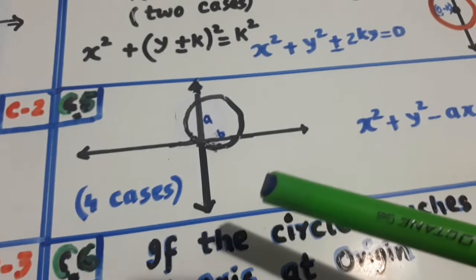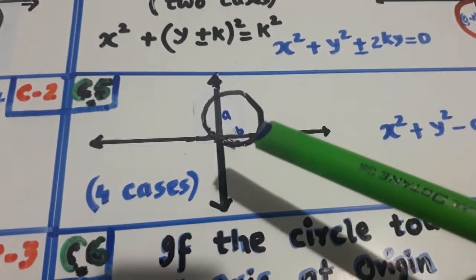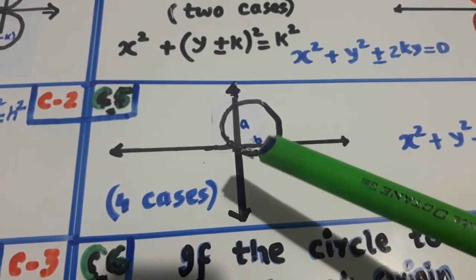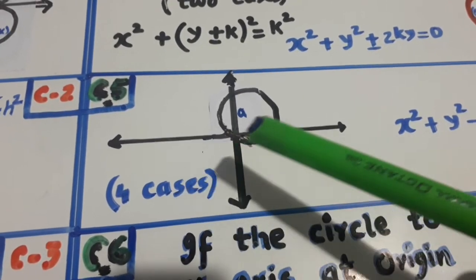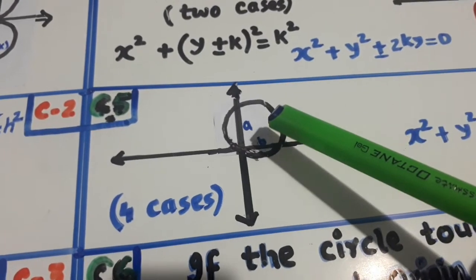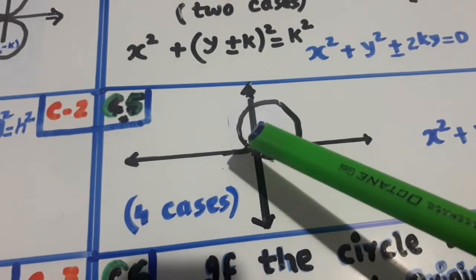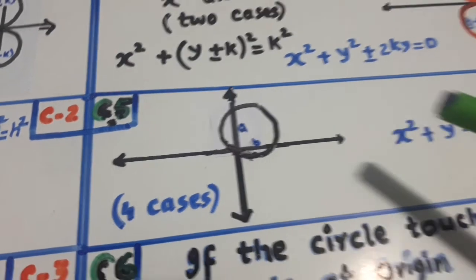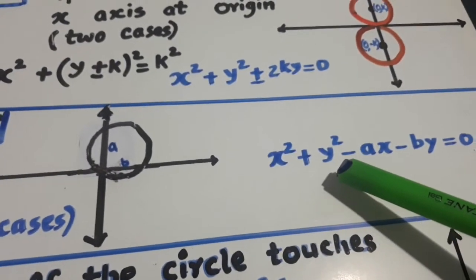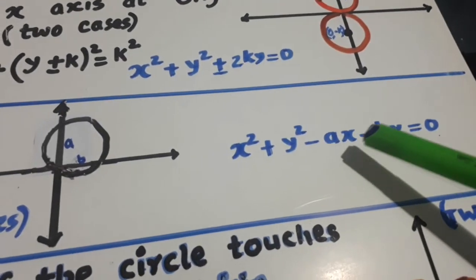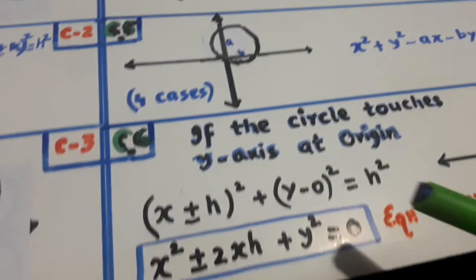Now, in this case, the circle is passing through the origin and it is having intercept on the x-axis as well as the y-axis. So it will become 4 cases. This is the first quadrant case. Similarly, second quadrant case will be there, third quadrant, fourth quadrant, 4 cases will be there. However, the equation will come x squared plus y squared minus ax minus by equal to 0.